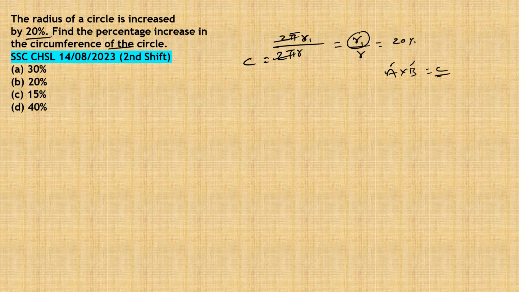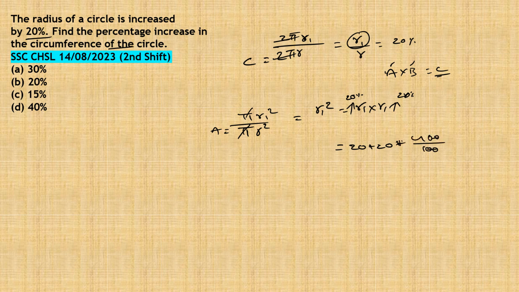If the area of the circle is asked, then the area of the circle formula is pi r square. The new area of the circle is pi r1 square. Pi gets cancelled and the area depends upon r1 square, which is r1 into r1. There is an increase of 20% in the radius and an increase of 20% in the radius, then we can apply successive. What is the change? 20 plus 20 plus 20 into 20, that is 400 divided by 100, 40 plus 4 is equal to 44% is the effective change in its area.